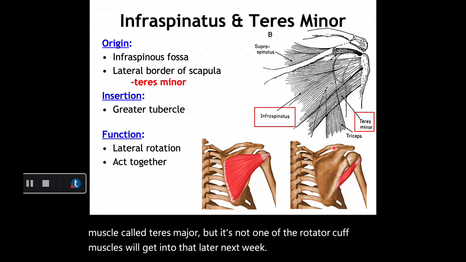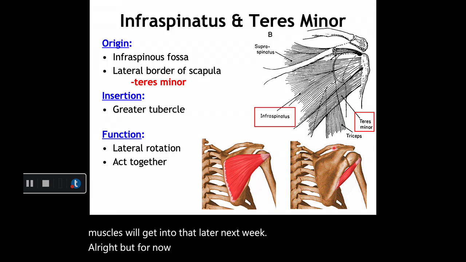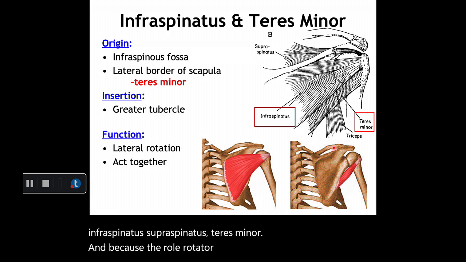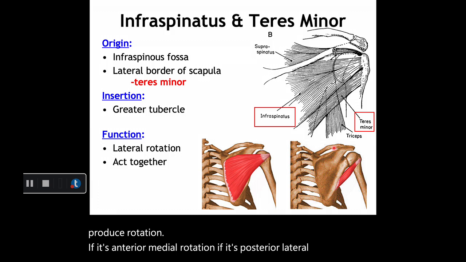All right, but for now, four rotator cuff muscles: subscapularis, infraspinatus, supraspinatus, teres minor. And because they're all rotator cuff muscles, they're all going to produce rotation. If it's anterior, medial rotation. If it's posterior, lateral or external rotation.